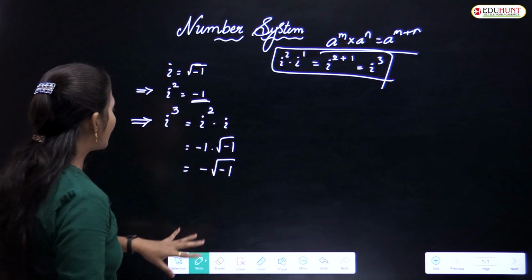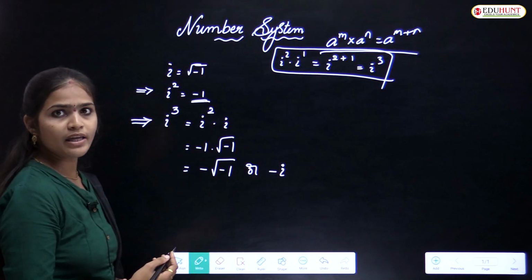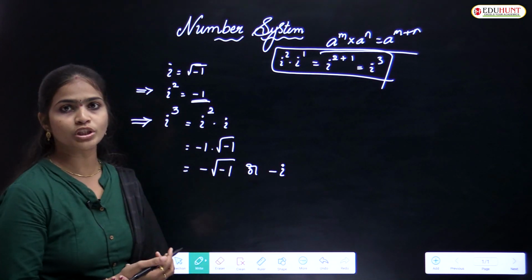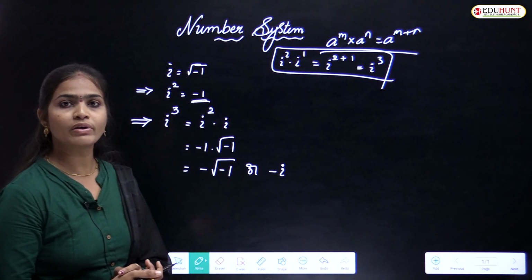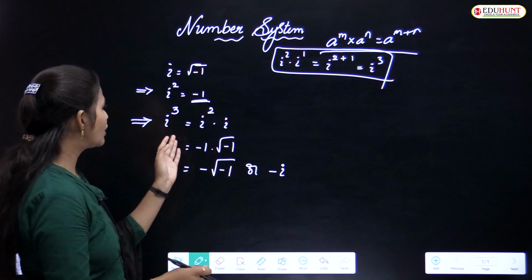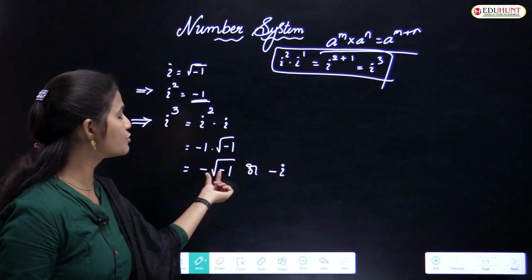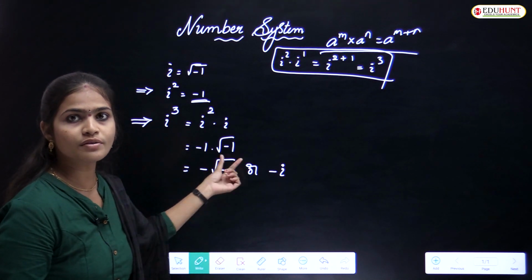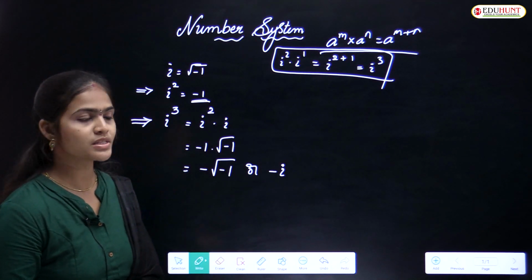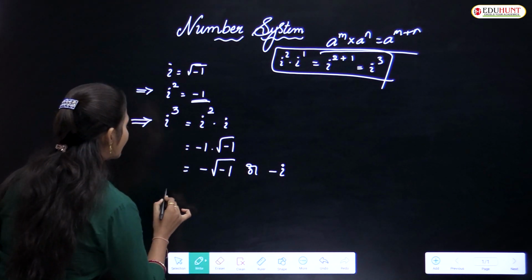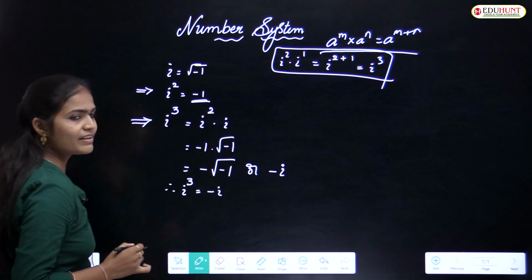Or again we can write this as minus i, because i is square root of minus 1. In these two forms also the question will be asked: i cube is equal to minus of square root of minus 1, or i cube is equal to minus i. In the options we can observe any one of these two, either minus of square root of minus 1 or minus i. Those two are also correct options. So the value of i cube is simply minus i.